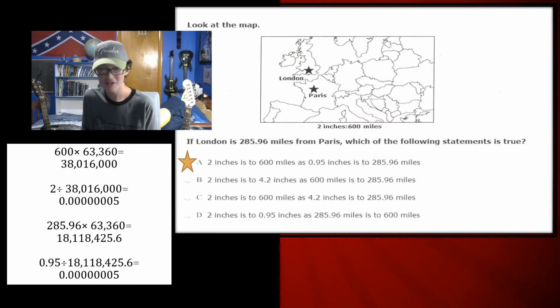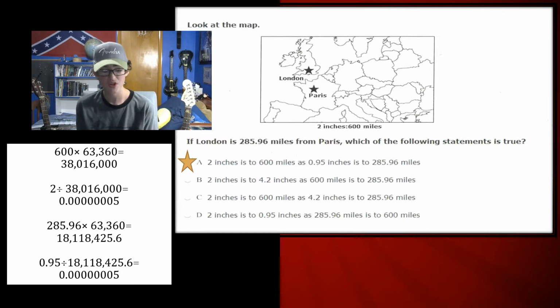Okay, so if you divide 0.95 divided by 285.96 as inches, which will be 18,118,425.6 inches. That's still a lot. If you divide 0.95 by that giant number, you'll get 0.000000005. That is 7 zeros again. A lot of zeros, but they're the same. So that probably is the answer, but we'll go through, okay?